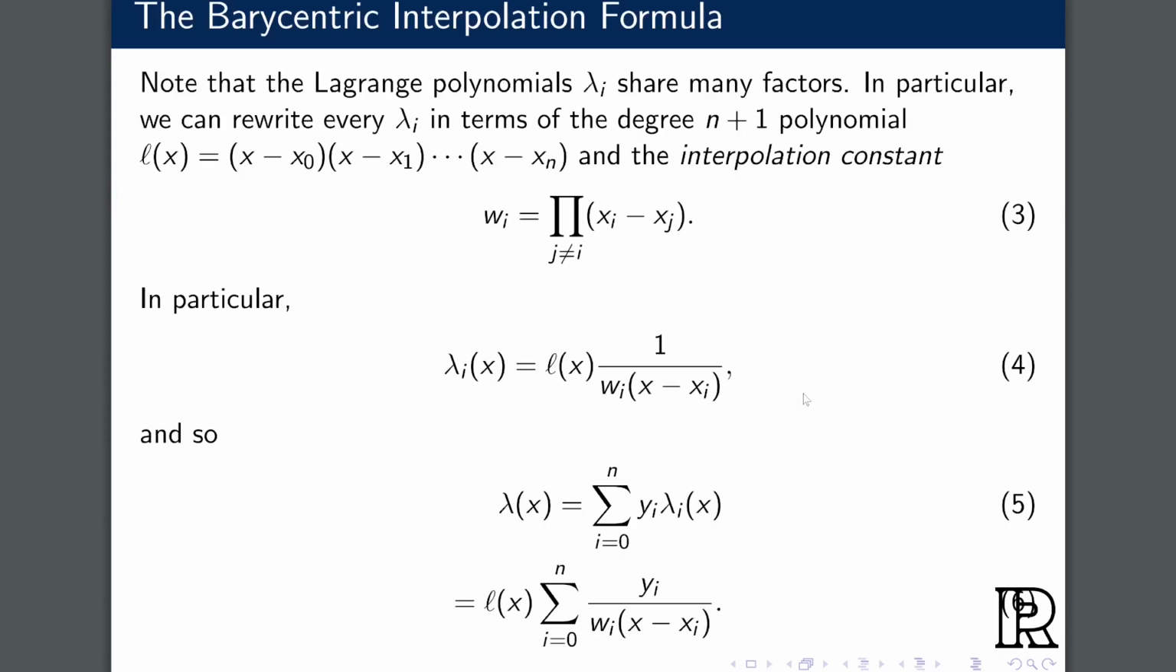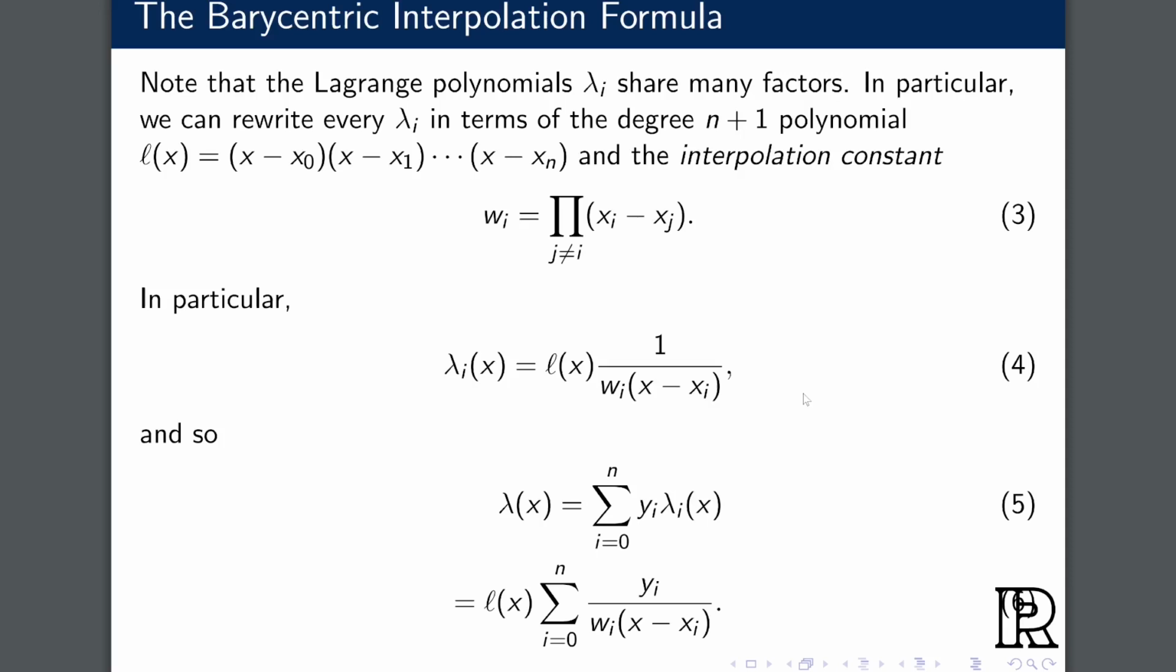So we now have some computations. One thing to note is that these Lagrange polynomials, which we're calling lambda i, share a lot of the same factors. Basically, the way we constructed the Lagrange polynomials lambda i is we just took a product of all the x minus xi's except for one of them.